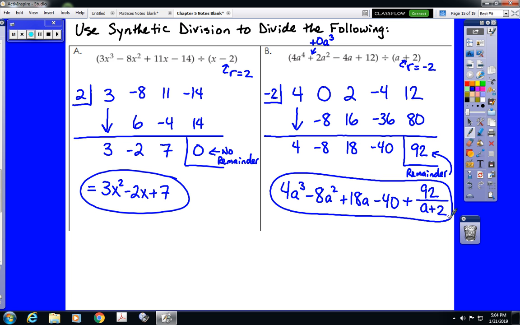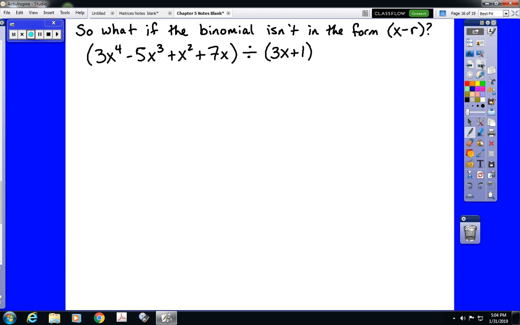Now, I said before that synthetic division only works when you're dividing by a binomial in the form x minus r. So the question arises, well, what do you do if your divisor is not in x minus r form? So here's an example where we have a number in front of x, which means it is not in the proper form, because the proper form always has a 1 in front of the x. Well, we can actually trick this problem into allowing us to use synthetic division.